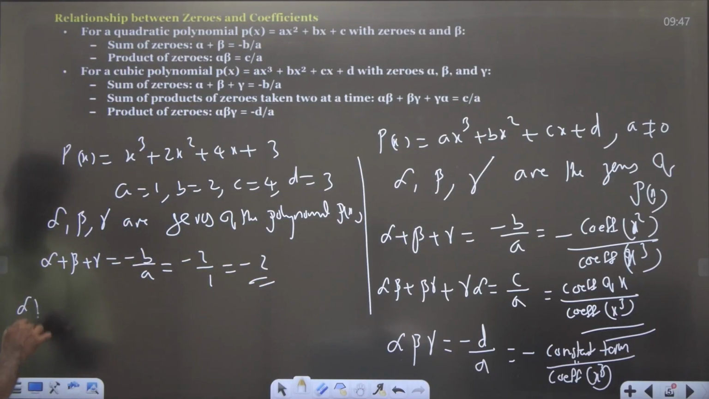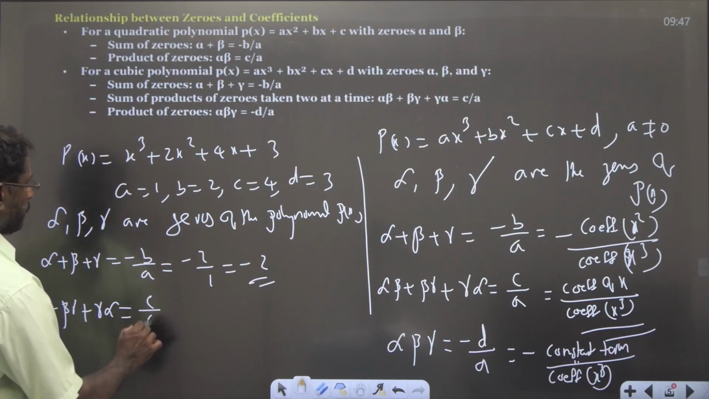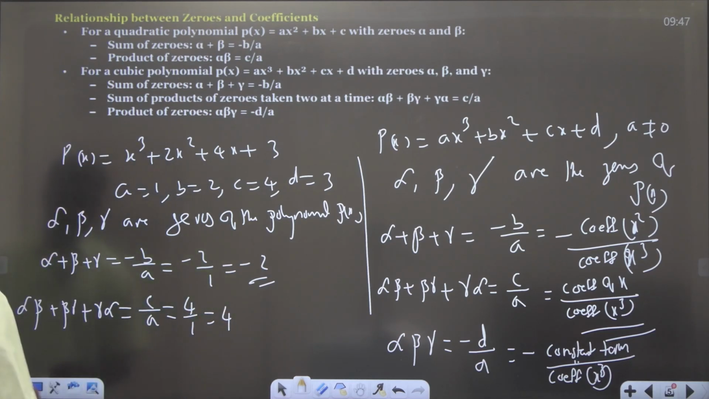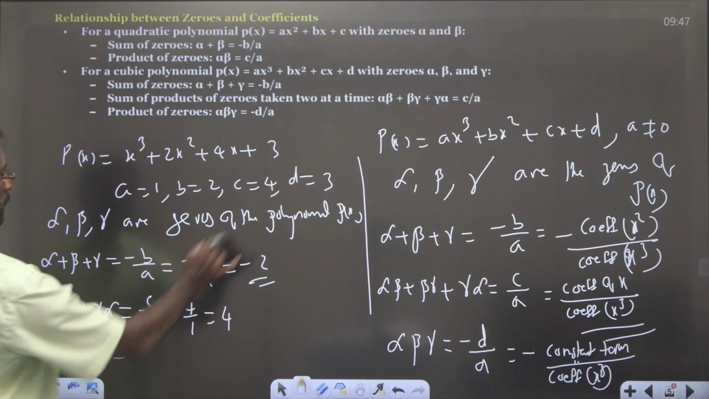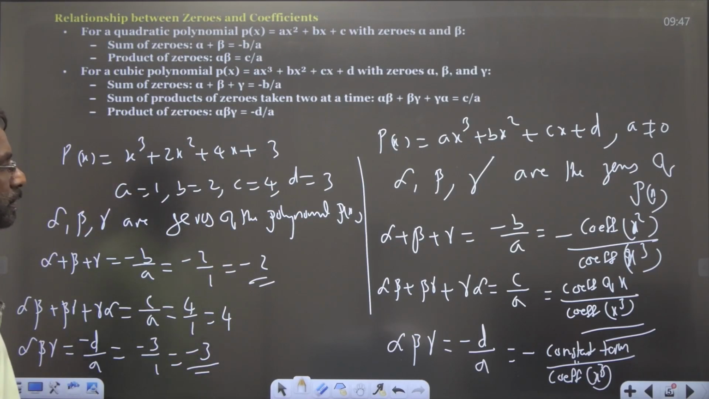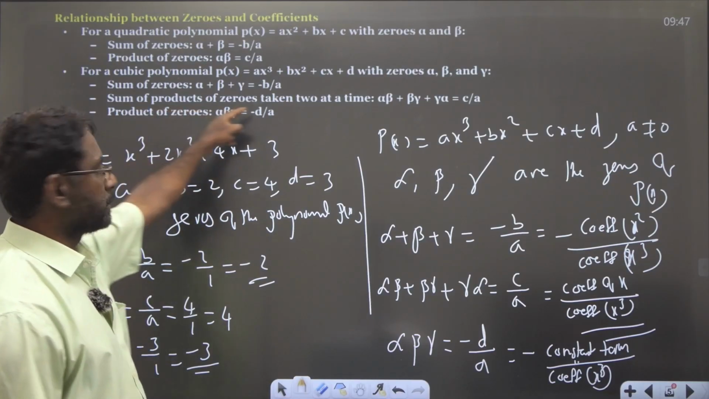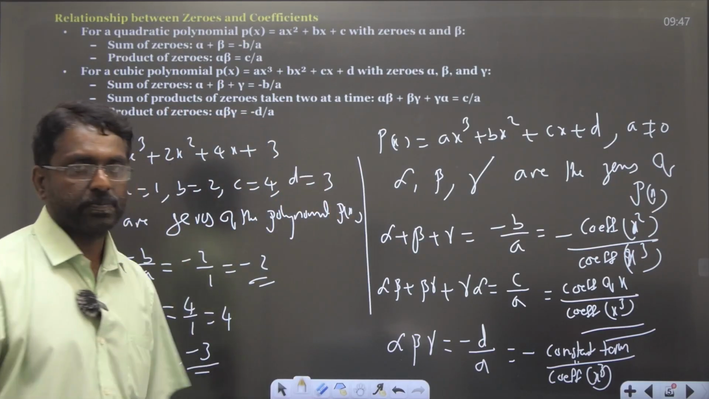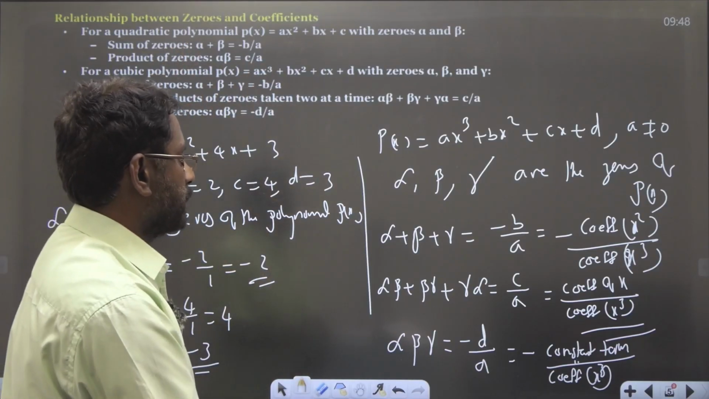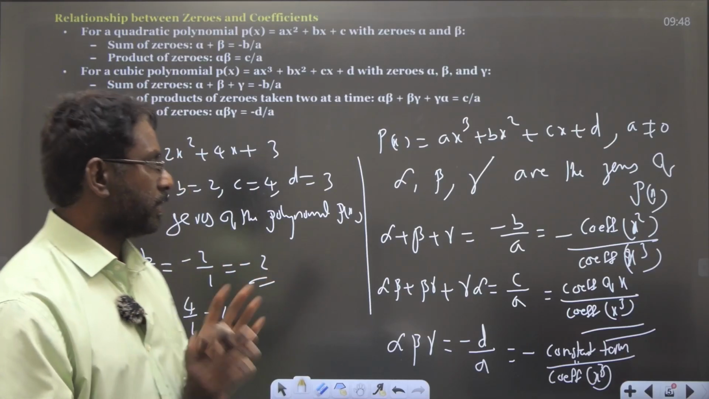Then next is alpha beta plus beta gamma plus gamma alpha. That is positive C by A, that is 4 by 1 equal to 4. Then the product of the zeros, alpha beta gamma, that is negative D by A. D is 3, so minus 3 by 1, that is minus 3. This is the formula explained here. This is the detailed explanation, and this is the summary of this section. We will do more questions later, no problem. Okay.